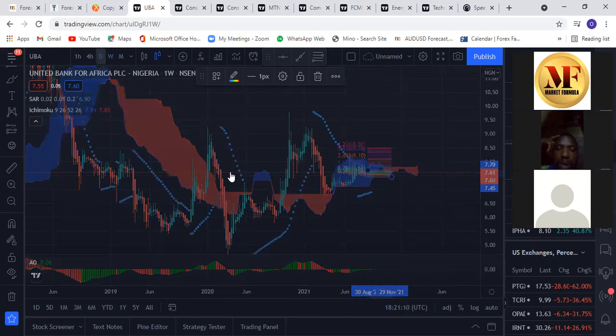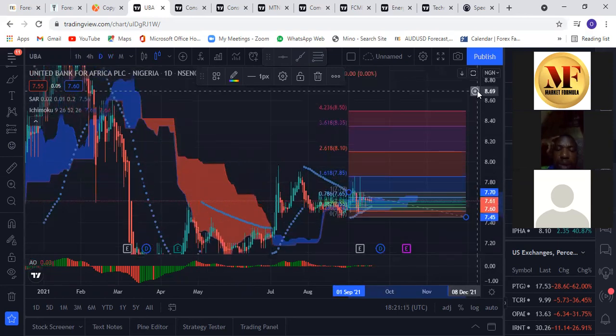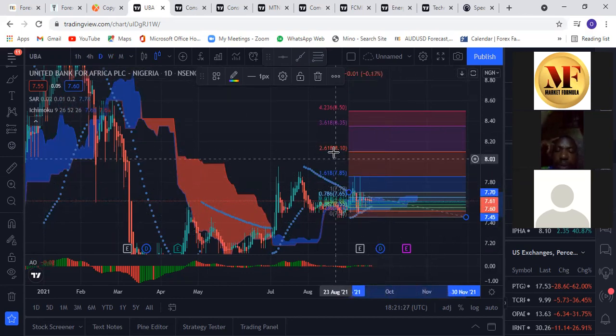So at current price, I think it's good. But if we can get a discount, we can get it around any level here. That's 7.50 kobo or any level here. But I expect price to get to like 8.10 kobo, 8.35 kobo.